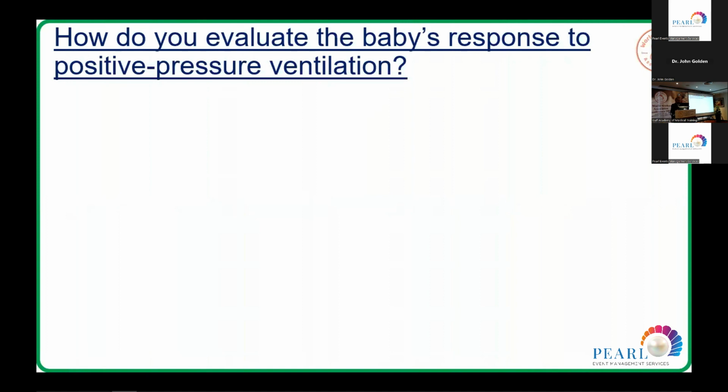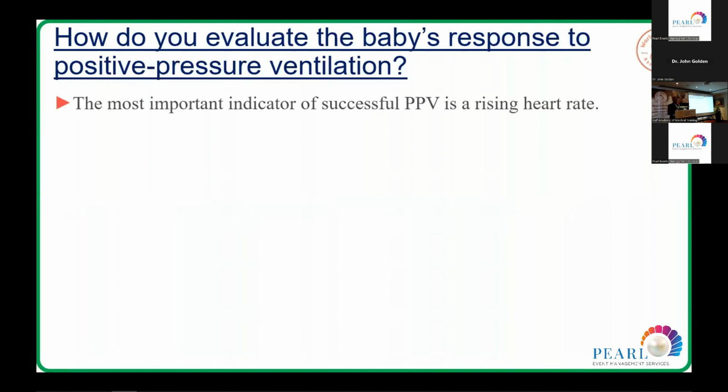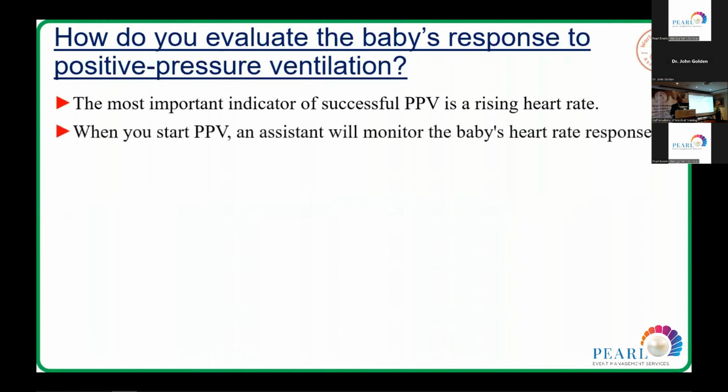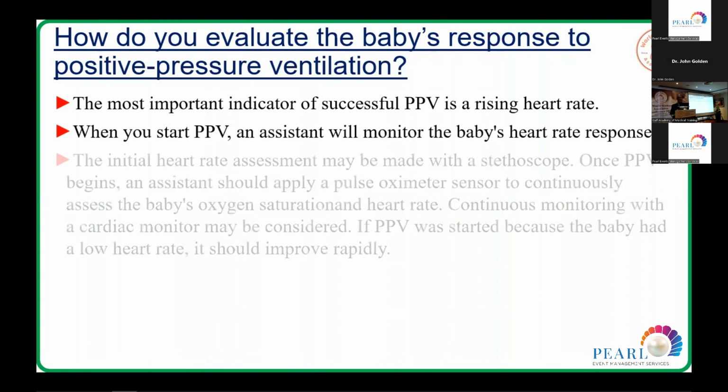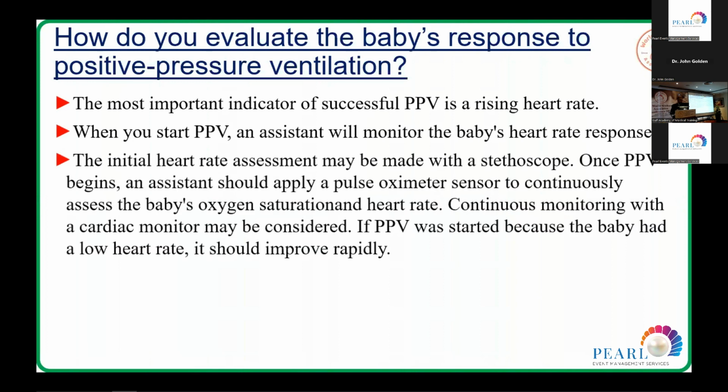How do you evaluate the baby's response to positive pressure ventilation? The most important indicator for successful PPV is a rising heart rate. When you start PPV, an assistant will monitor the baby's heart rate response. The initial heart rate assessment may be made with a stethoscope. Once PPV begins, the assistant should apply a pulse oximeter and assess the baby's oxygen saturation and heart rate. Continuous monitoring with the cardiac monitor may be considered.